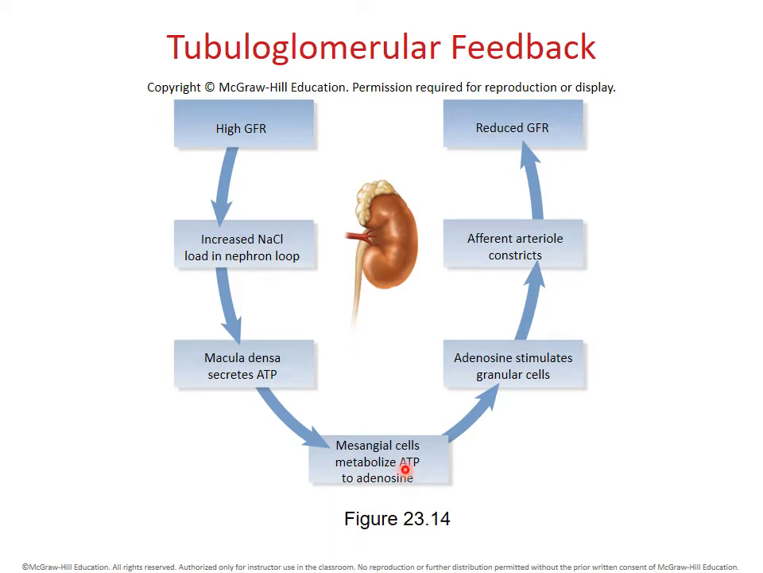Adenosine then travels to a special group of cells called granular cells, which are also right next to these other two types of cells. But these granular cells, recall, are specialized smooth muscle cells wrapped around the outside of the afferent arteriole. The adenosine will stimulate those granular cells to contract, causing afferent arteriole constriction. This reduces blood flow and blood pressure into the glomerulus, and that reduction in pressure is going to reduce the glomerular filtration rate. So we started with a higher than normal glomerular filtration rate, and as a result of this complex mechanism, we bring it back down.